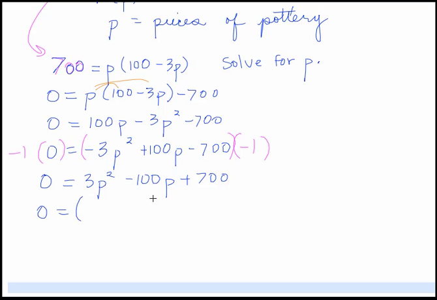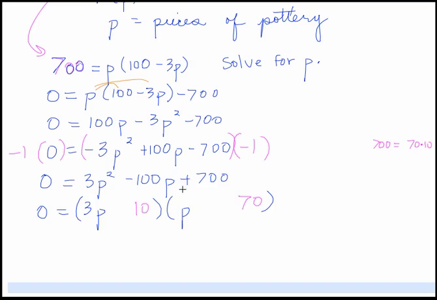So let's see. The 3p squared only is going to factor into 3p and p. It's the only way to do it. Now we want the last term to multiply to 700 and our middle term to add to negative 100. So let's see, 700, I could break it into, let's do some scratch work over here, 70 and 10. Which strikes me as, yeah, that might work because 70 and 3, somehow I may be able to get 100 out of that. So let's try putting 70 there and 10 there.